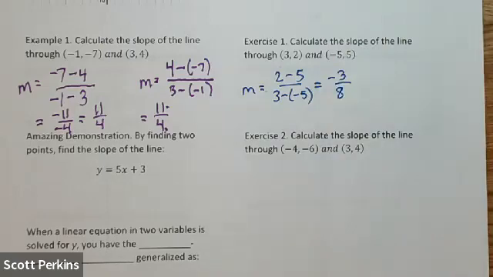Now, if you did it the other way, you got 3 over negative 8. That's fine. It's the same thing. A positive divided by a negative or a negative divided by a positive are both negative numbers. So it's equivalent. You tracking with me? Questions, comments, concerns? I'm having a great time. I want you to have a great time too.